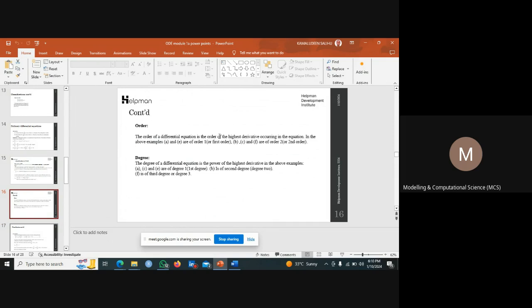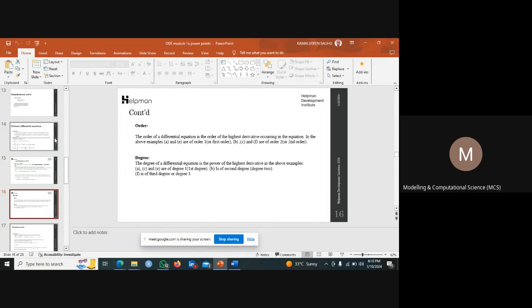You either write it as dy/dx or d squared y over dx squared, or you use y prime, y prime prime, y prime prime prime, and so on. So the order of a differential equation is the order of the highest derivative. When you are given an expression, you go there and check the highest derivative occurring in your equation and you check the order.